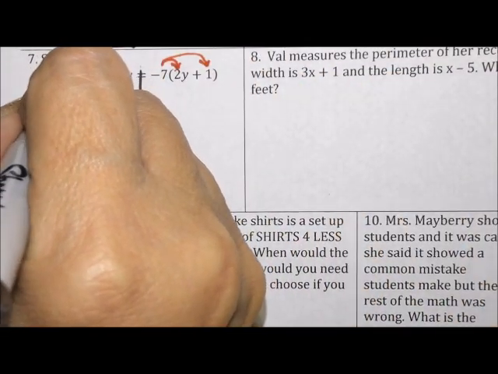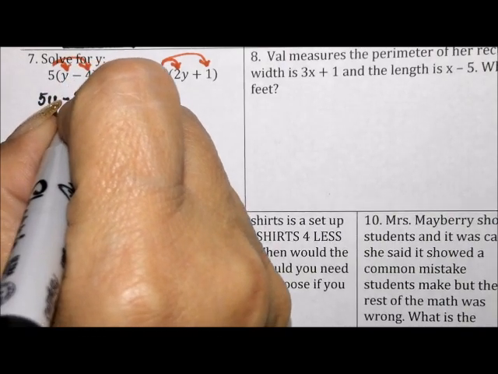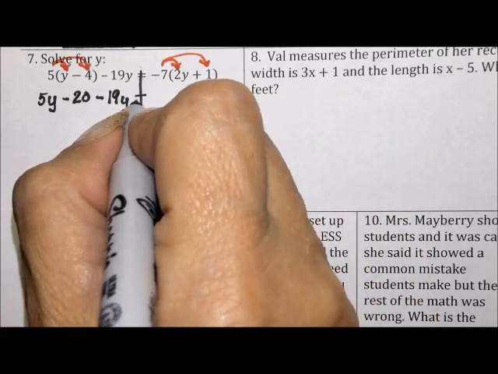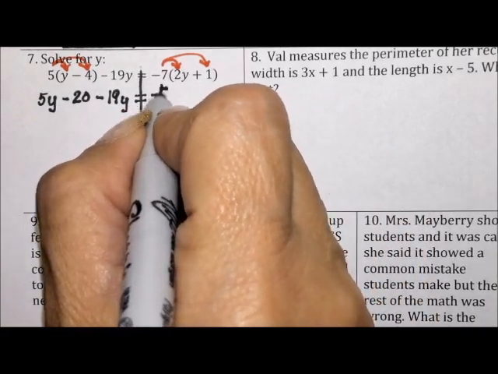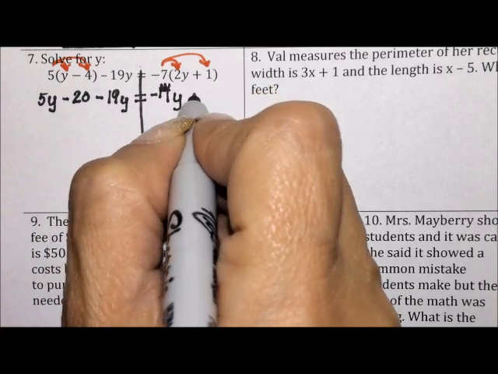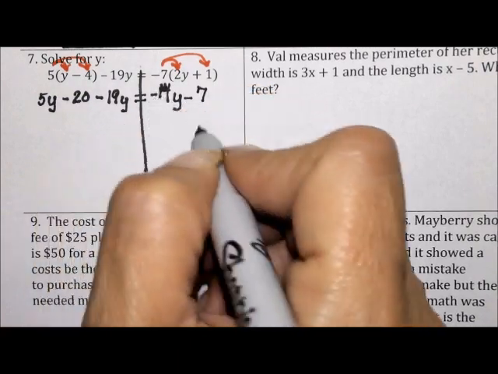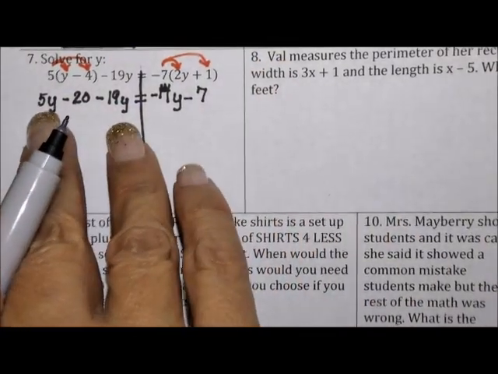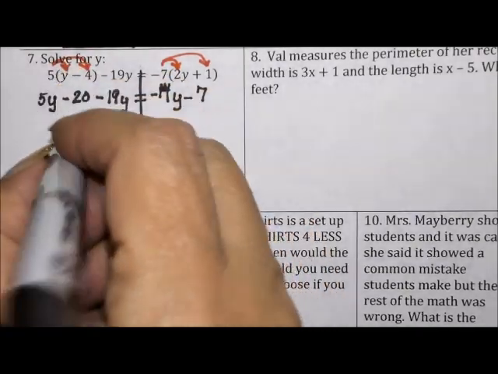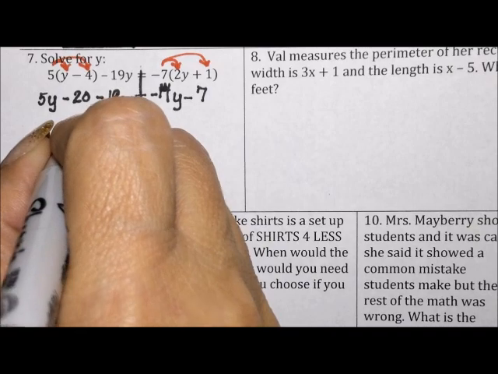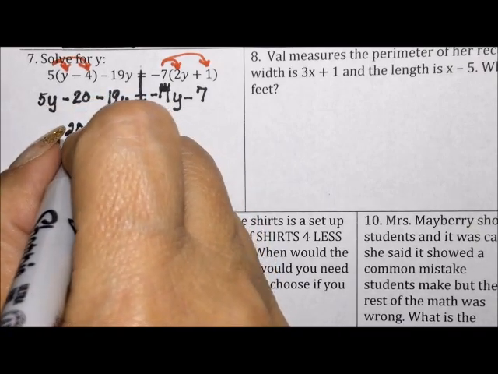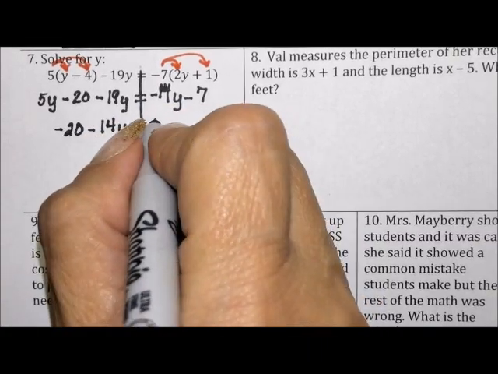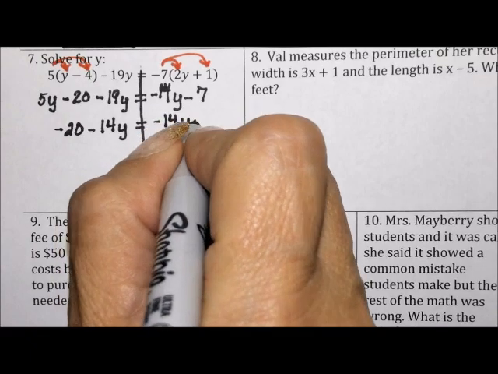So 5y minus 20 minus 19y equals negative 14y minus 7. That's a 14 right there. Sorry, I know it's kind of messy. There are 3 terms over here. I'm going to put the 5y and the 19y together. So negative 20, negative 19, and 5 is going to be negative 14y equals, oh, look at this, negative 14y minus 7.